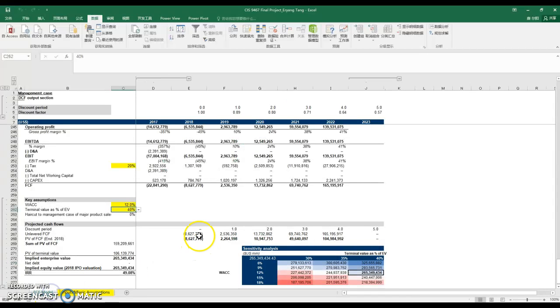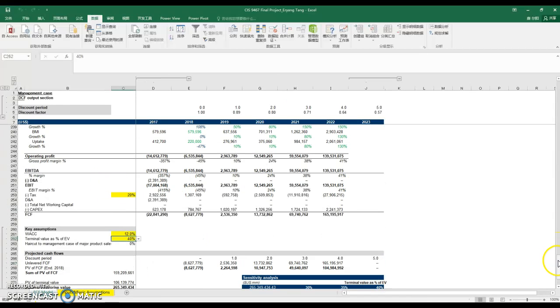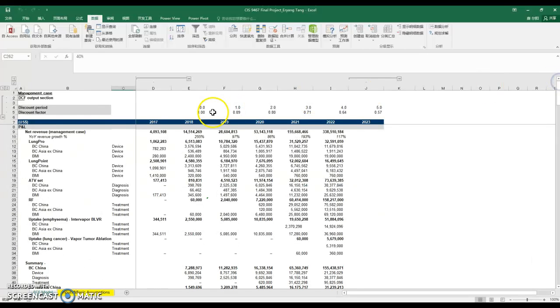Now let's get into the FCF model. As for the FCF model, what we're trying to do here is calculate the future free cash flows and discount them to determine the present value of the company and determine the internal rate of return, and of course the IPO price range.